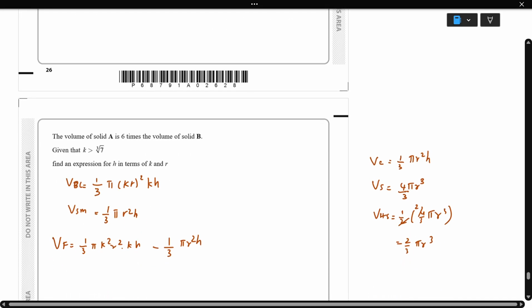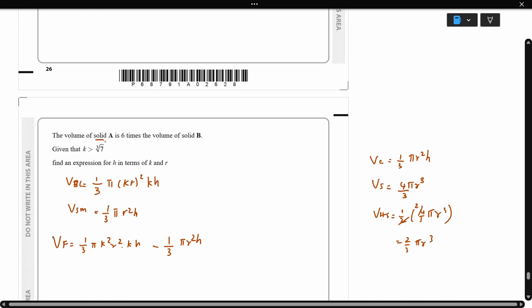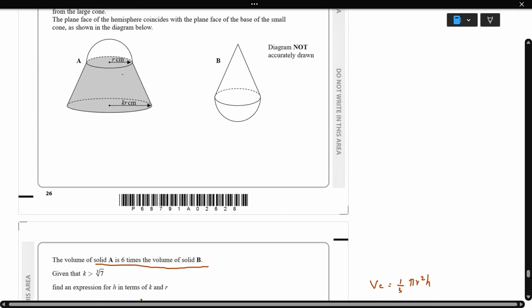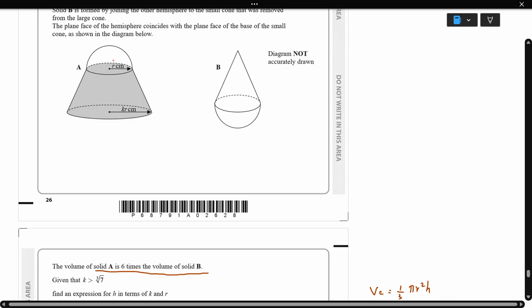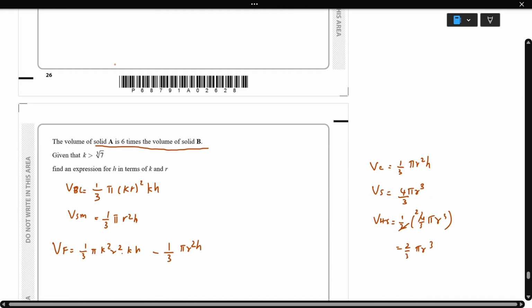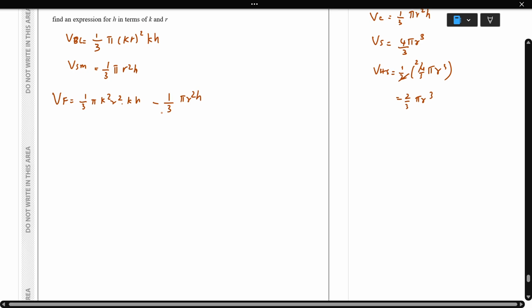So what is given here? The volume of solid A is 6 times the volume of solid B. Solid A is a frustum plus a hemisphere. So the frustum volume is here.